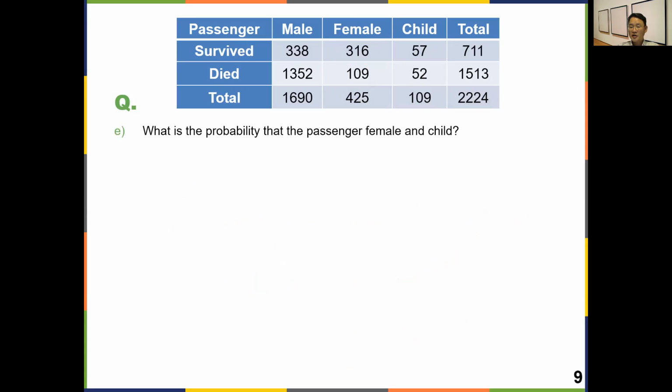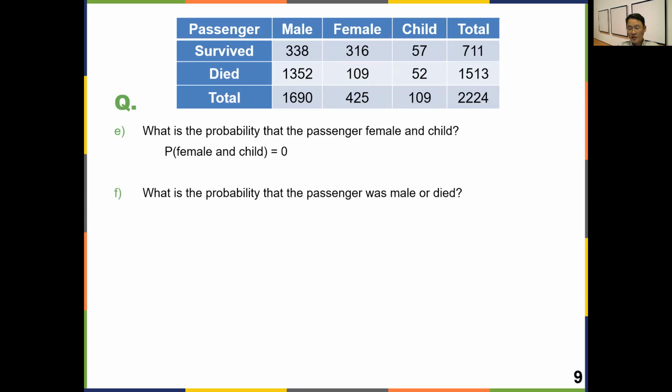What's the probability that it's going to be female and child? Is it a trick question? Well, yes and no. Can you be adult female and child at the same time? No, not in a common sense. So the answer must be equal to 0. You cannot be adult and female and child at the same time. That's not possible.